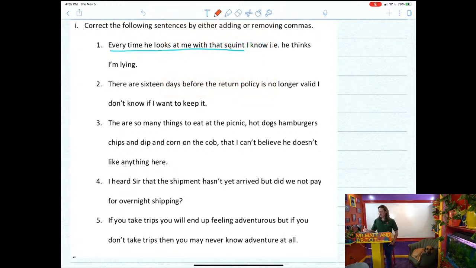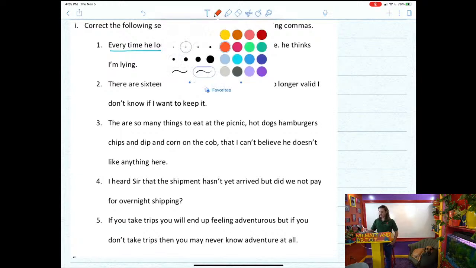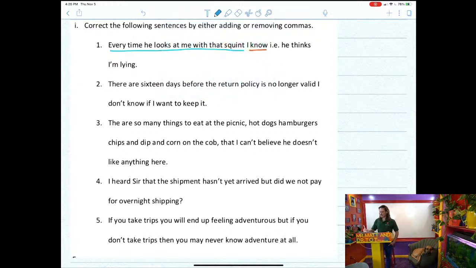Then we have the clause I know, which is actually an independent clause. It can stand on its own because you have a subject, I, and then you have a verb, know. So that satisfies the requirements for a complete sentence, which is a little bit ironic, but the longer clause is the dependent one. But we need a comma between, that's a really big comma.